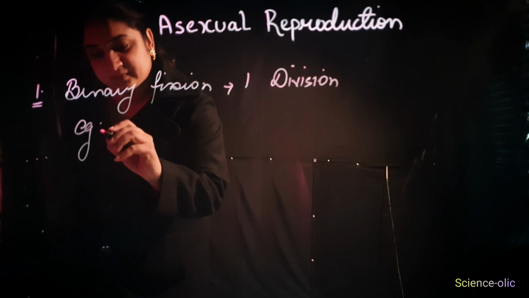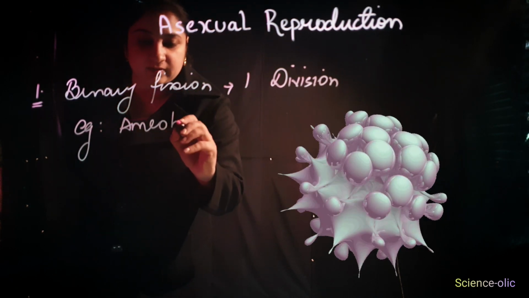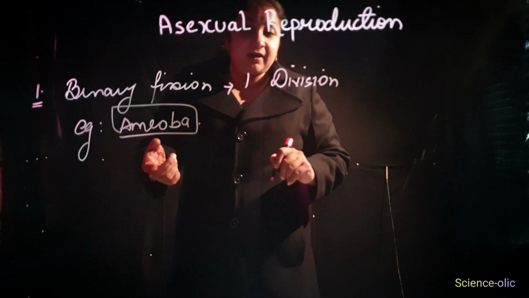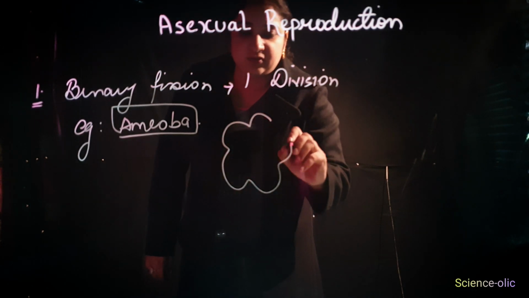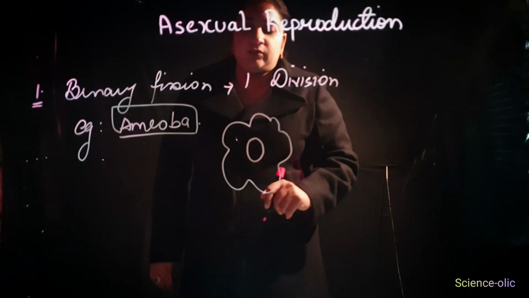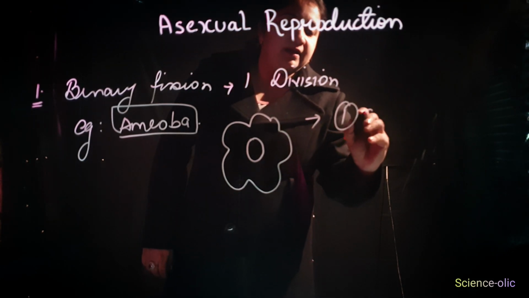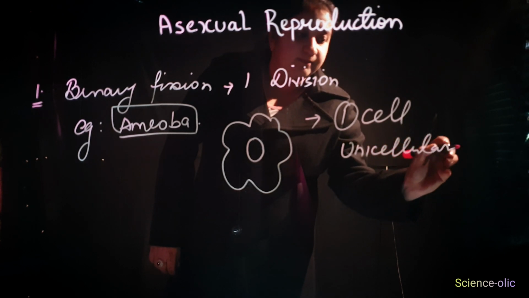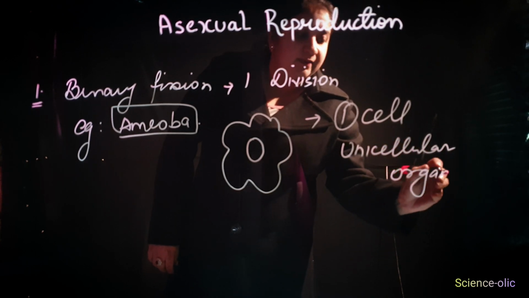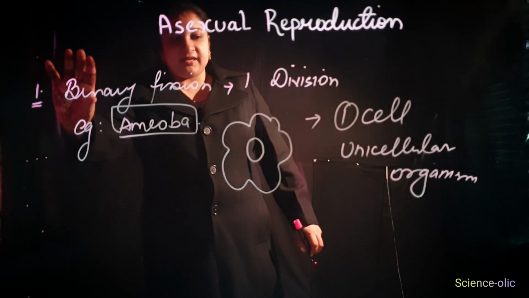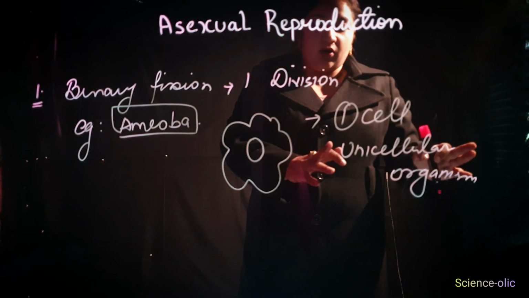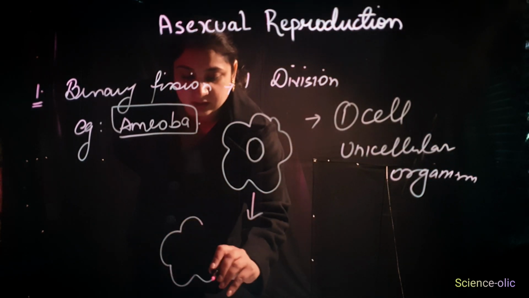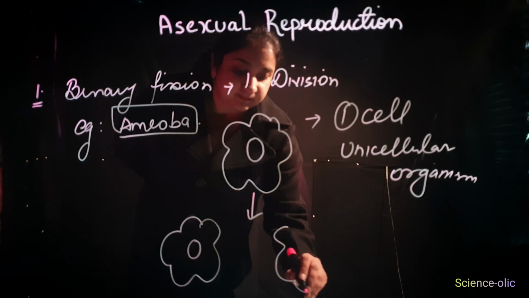Example, amoeba. In lower classes, you might have studied about amoeba. Amoeba doesn't have a definite structure or body. It is only made up of one cell. That's why it is known as a unicellular organism. And mostly binary fission takes place in unicellular organisms. This organism divides into two parts.